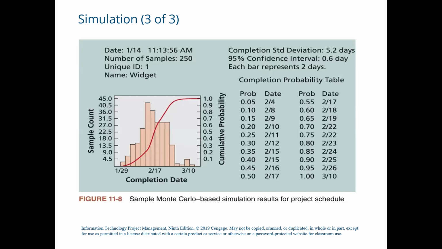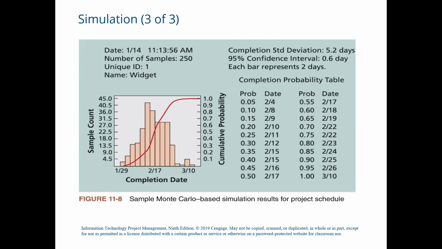Now, this diagram illustrates the results from a Monte Carlo based simulation of a project schedule. On the left side of the figure, you can see a chart displaying columns and an S-shaped curve. The height of each column indicates how many times the project was completed in a given time interval during the simulation run, which is the sample count.